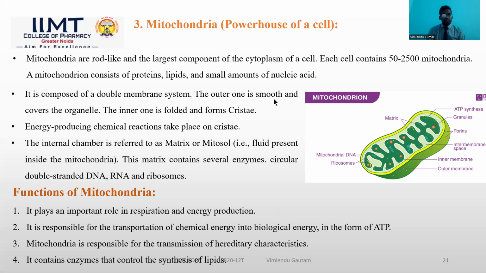The outer one is smooth and covers the organelle. The inner one is folded and forms cristae. Energy producing chemical reactions take place in the cristae. The internal chamber is referred to as the matrix or mitosol. This matrix contains several enzymes, circular double-stranded DNA and RNA, and ribosomes. This is the structure of mitochondria.